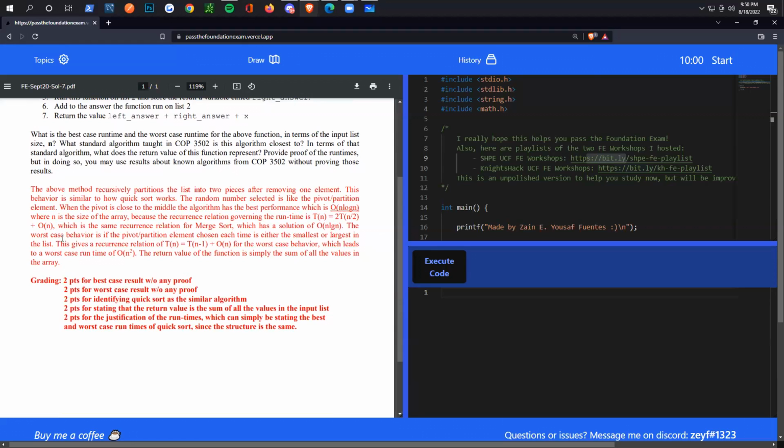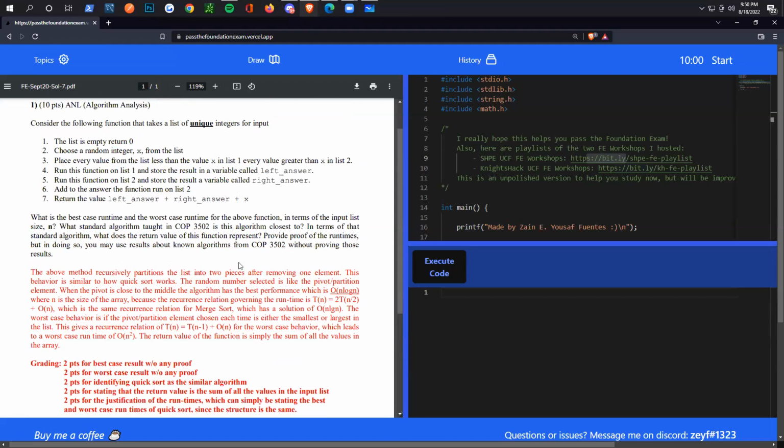So n log n. The worst case runtime is n squared, and I explained why it's n squared. It will be similar to insertion: move about n items every iteration for n times. The return value is simply the sum of all the values in the array. So yeah, in quicksort, you pivot around every value to be able to have the values in the proper location. So that's how you end up with that right there.